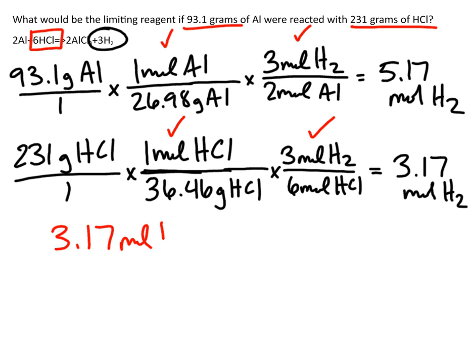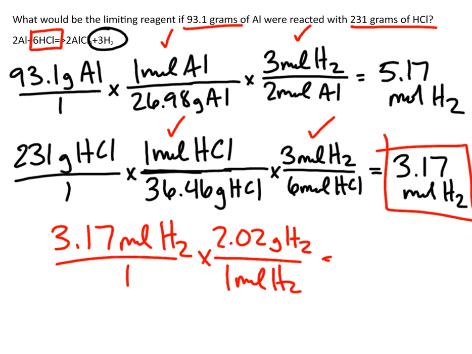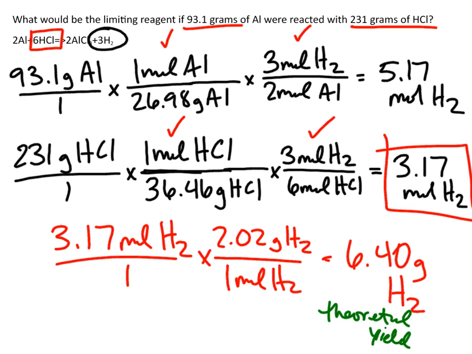All right, so if I was to do the theoretical yield for this, I would go 3.17 moles of H2, because I use the number of moles produced by the limiting reactant, and then 1 mole of H2 is 2.02 grams of H2. I do my math, and I end up with 6.40 grams of H2. And that's my theoretical yield. Which makes this my limiting reactant. This is my excess reactant.